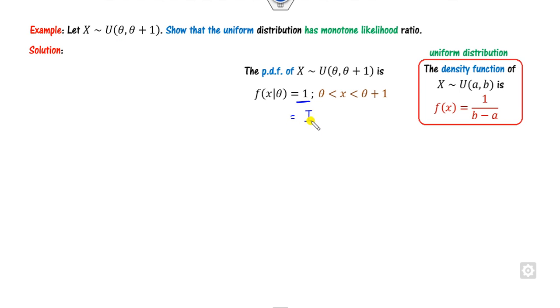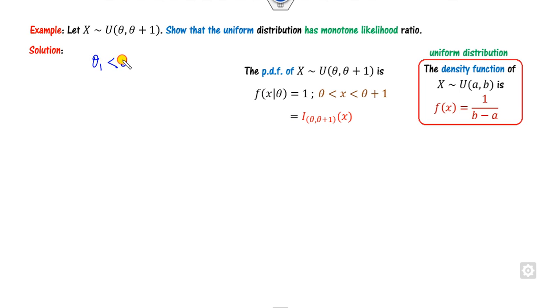So how can I write this? I can write this in the form of an indicator, the unit length of this. This is the notation of this, that is a to b. I can write this also as 1 over b minus a times the indicator of a to b. Or otherwise I can write it as 1 over b minus a whenever x lies between a and b, otherwise 0. Now, how many unknown parameters are there? There is only one unknown parameter.